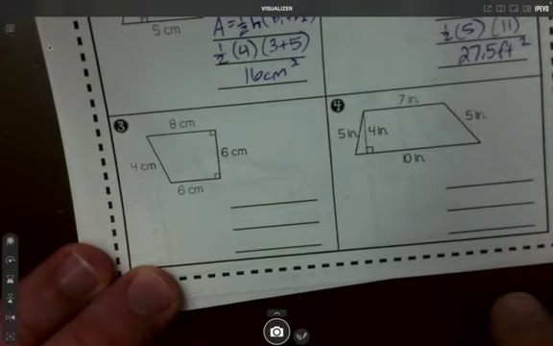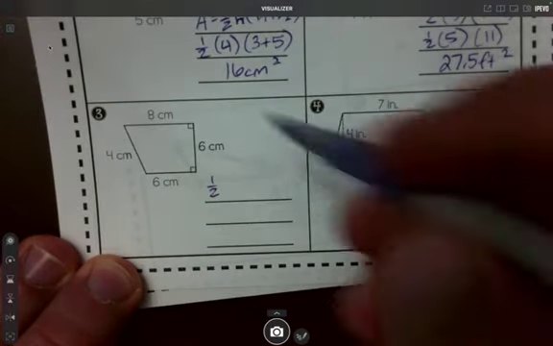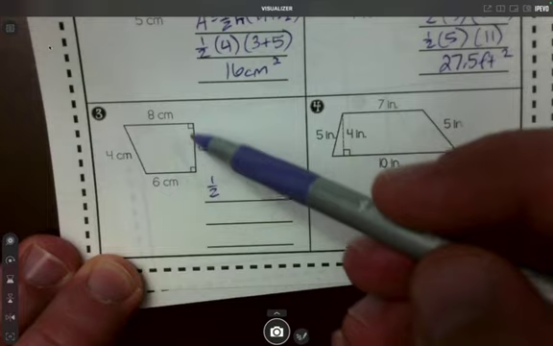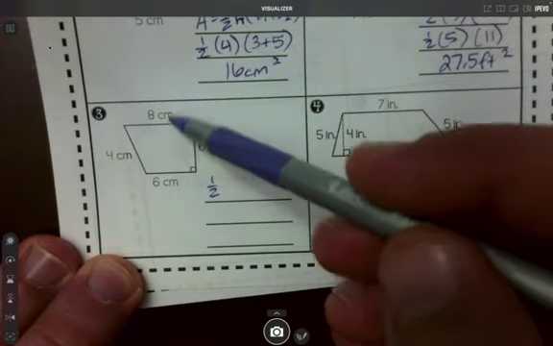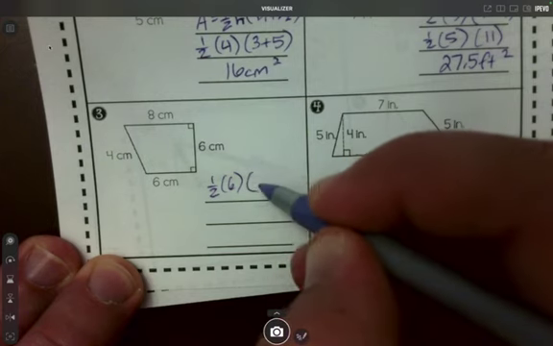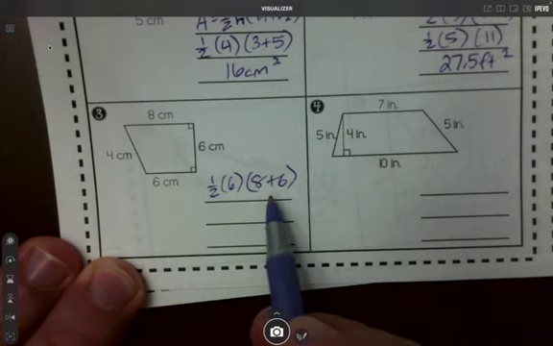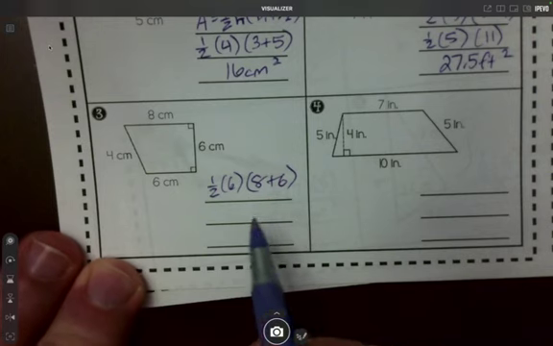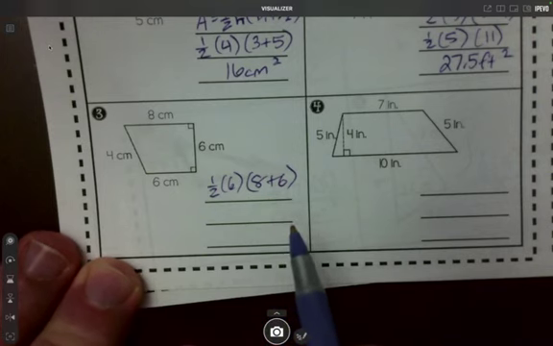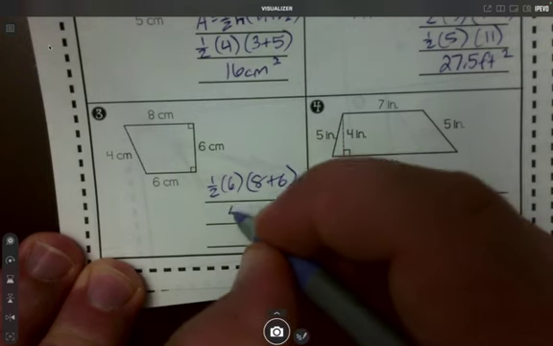Okay, on this one, number 3, we have 1/2 times the height, which this time is 6, because that's the side that's perpendicular to the bases. So the height is 6. Then we do base 1 plus base 2. 8 plus 6 is 14. 14 times 6 is, I think, 84. And then half of that is 42 square centimeters.